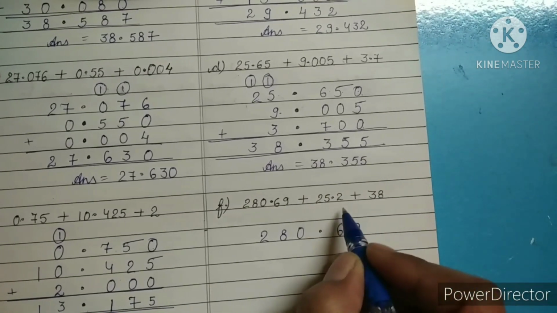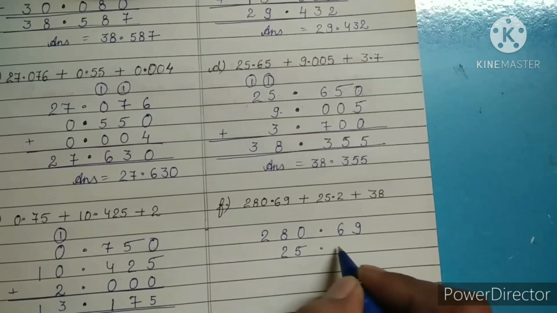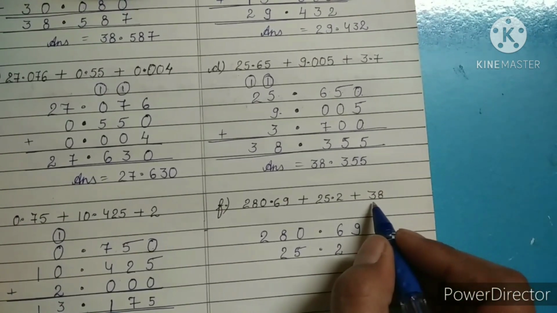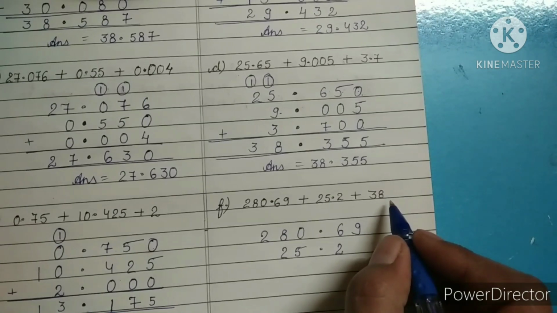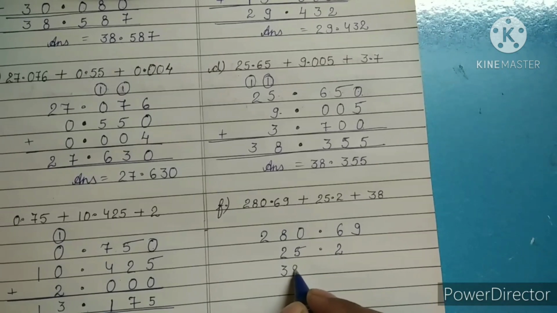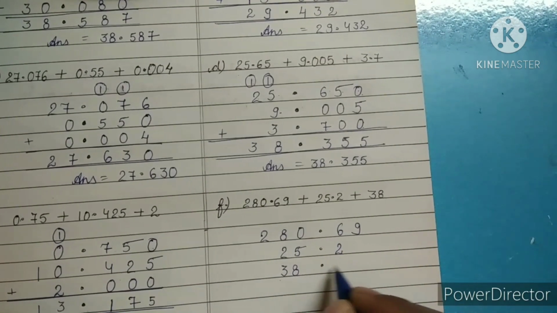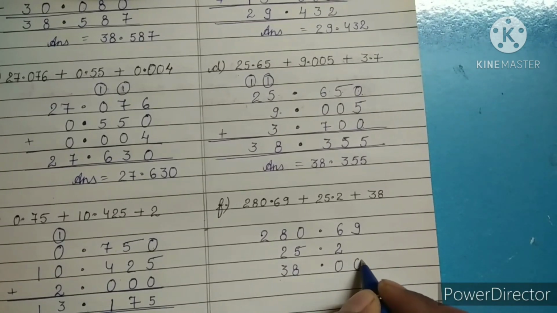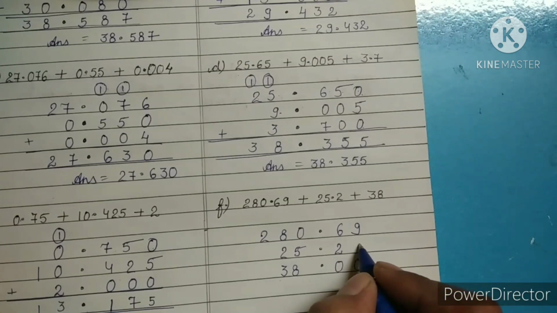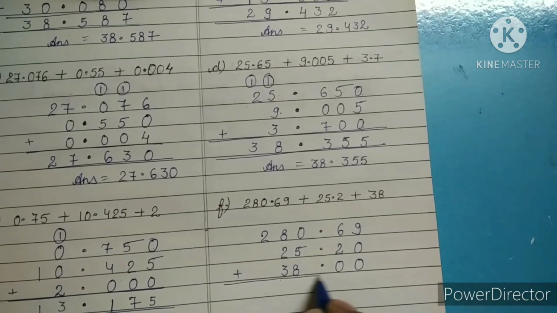Now the last of question number 1 is 280.69. Its second is 25.2, and the last is 38. You can see in the 38 we don't have any value in the decimal, so 38 will go as it is on the places of ones and tens. After the decimal we don't have any values, so it will be filled by 0. Here also after the 2 the ones place is blank, so it will also be filled by 0.